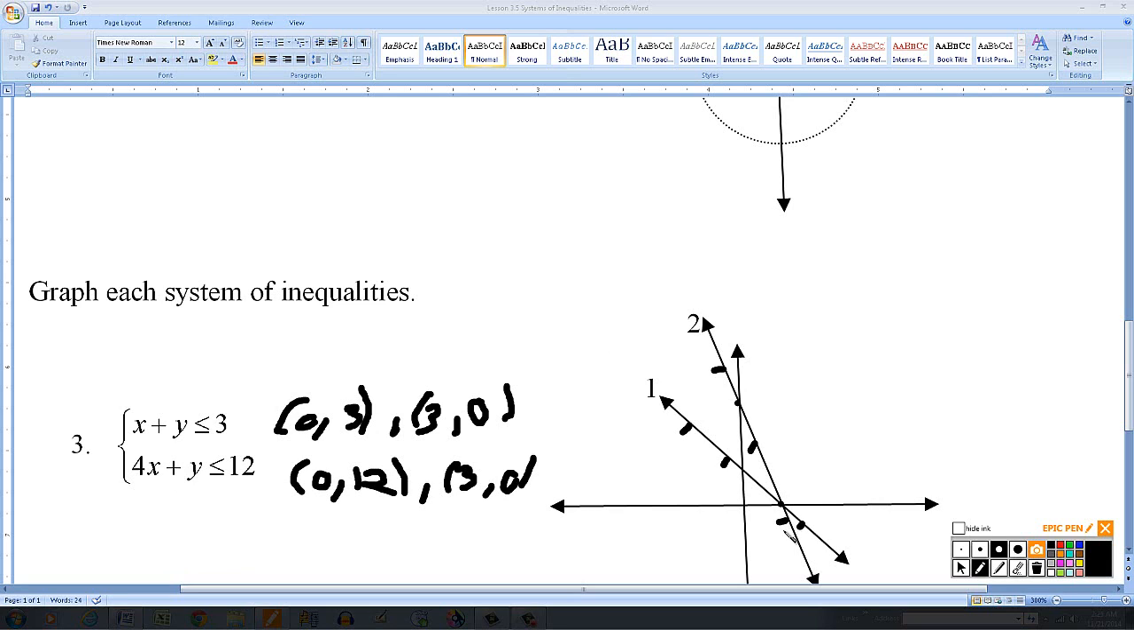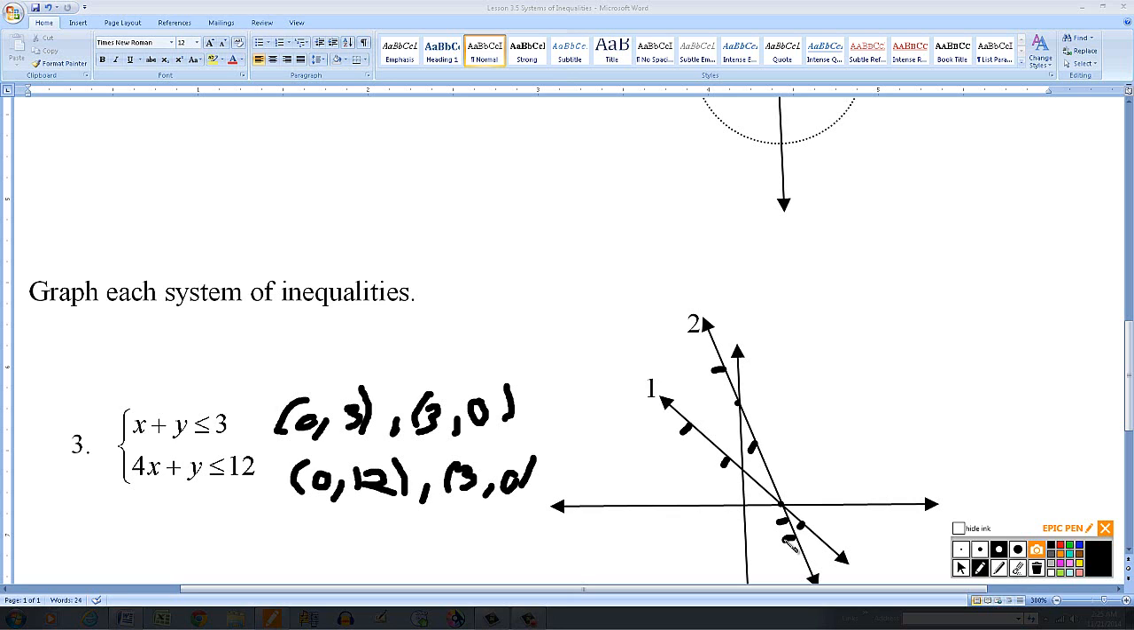Okay, so if I was given just the second inequality, I would simply shade everything below line number 2. That would be my solution. But in this case, I'm graphing a system, or if you want, I'm solving a system of inequalities. So in this case, I want the common solution. In other words, I want to shade only the region that is below line 1 and at the same time below line 2.